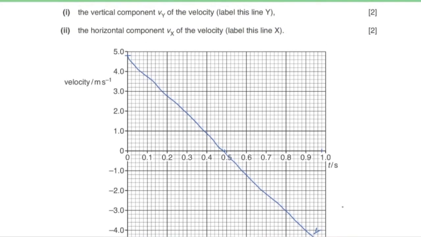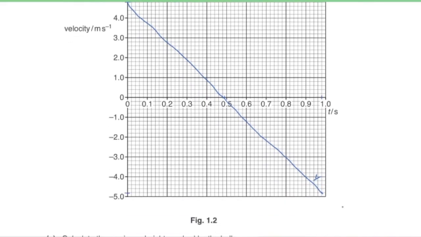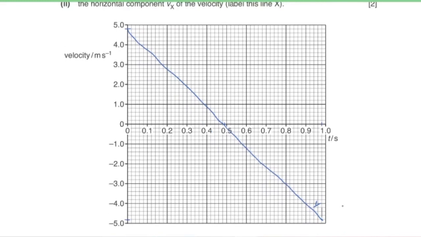Part 2, the horizontal component of the velocity, label this line x. So for the horizontal component of the ball, it will have a constant velocity, and that's Vx, 3.6 meters per second for the entire period, meaning from the instant the ball starts to rise until the ball returns to the ground. Thus for the whole 0.98 seconds, speed is going to be 3.6 meters per second. It's going to continue until 0.98 seconds, and this is x.